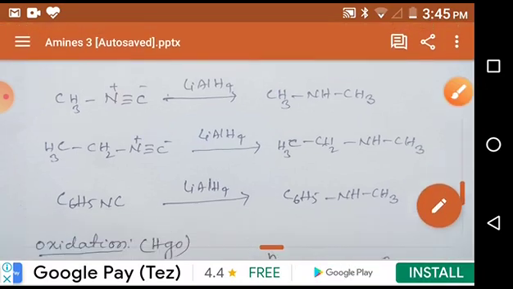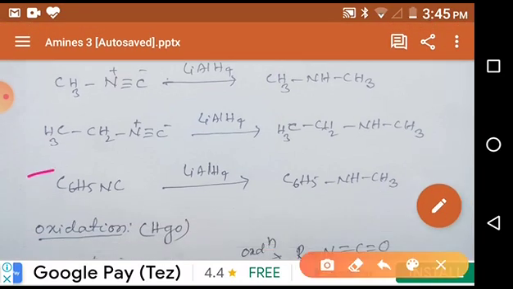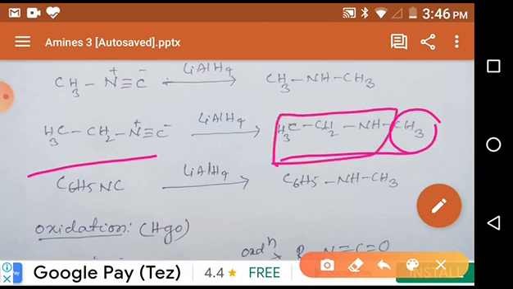Then, one more example. You see, this is ethyl carbylamine. On reduction with lithium aluminum hydride, it's giving N-methyl ethylamine. So this is also a secondary amine. The name of the compound is N-methyl ethylamine. The same reaction with phenyl isocyanide gives N-methyl aniline. So these are the different reduction reactions of isocyanides.